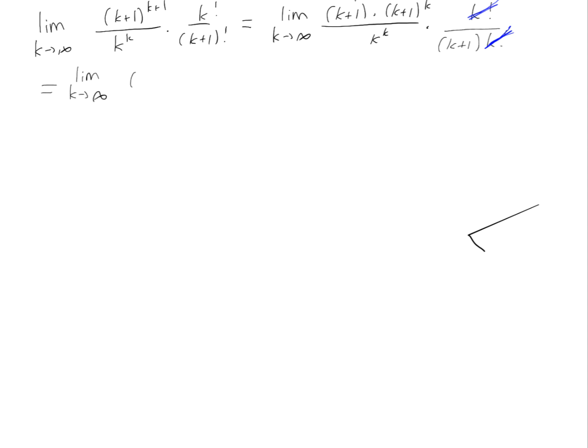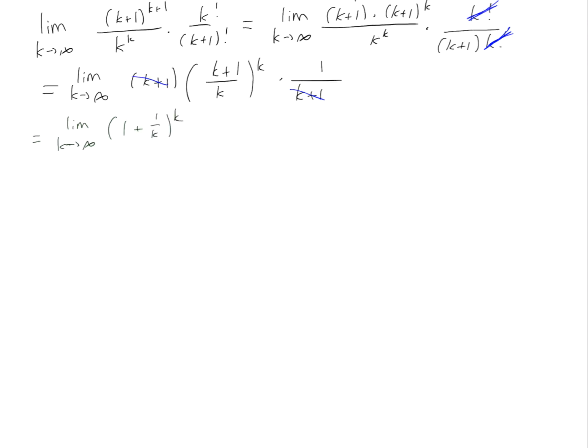On the left, I'm going to factor out the k plus 1, and now I can write k plus 1 over k inside the parentheses and leave the power k outside of it. And I get another nice cancellation. So I just need to find the limit as k goes to infinity of 1 plus 1 over k to the power k. Now this is actually one way to define Euler's constant, e.